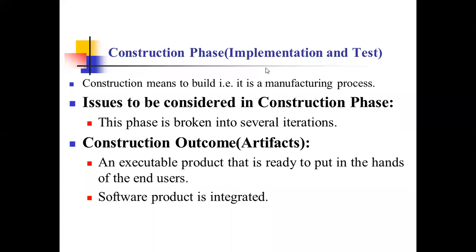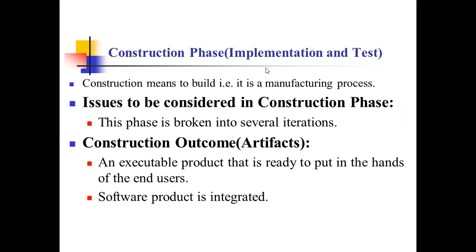So what are the issues to be considered in this phase? Here this phase is broken into several iterations, like the size, speed, complexities, and domains. Then we have to check the qualities. While constructing that software, we have to consider several parts of the requirements, like the complexity of the system. Then we have to test that system.